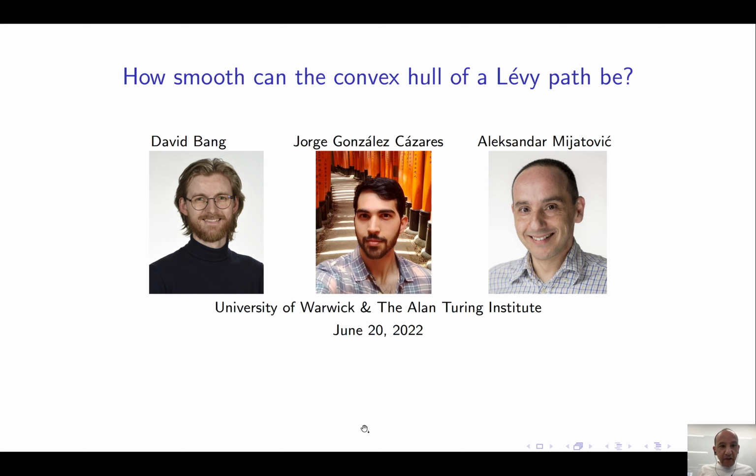Hi. So today's presentation is about the question of how smooth the boundary of the planar convex hull of a graph of a Lévy path can be. This is based on our new paper co-authored with David Bank, who is my PhD student, and Jorge Gonzalez Cazares, who is my former PhD student and currently a postdoc at Warwick.